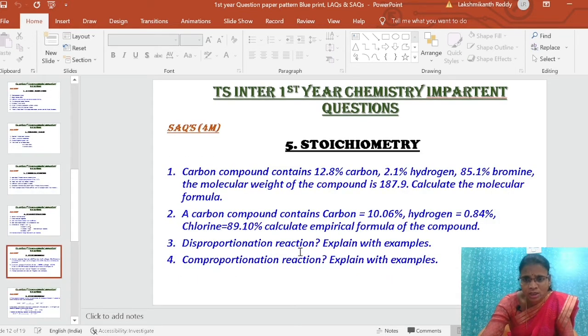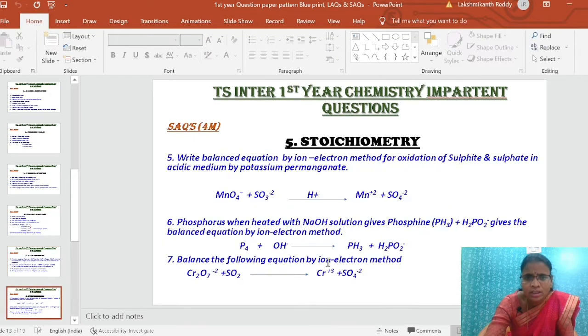Okay. Next, stoichiometry. In this stoichiometry, we need to learn about calculation of empirical formulas. In that, two questions are important here. Carbon compound percentages, so observe these percentages, then which formula will come here. So these two are very important for elucidation of molecular formulas. Okay. Next, along with disproportionation and comproportionation reactions, explain with example.